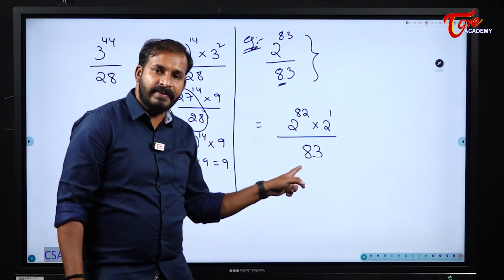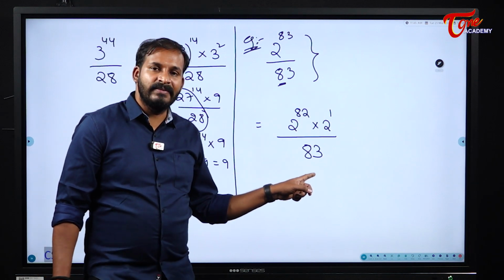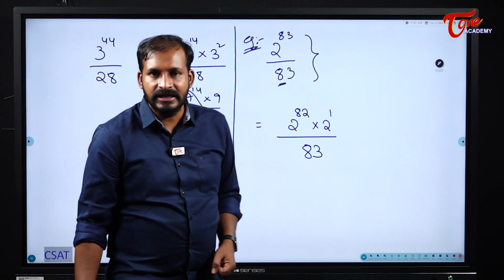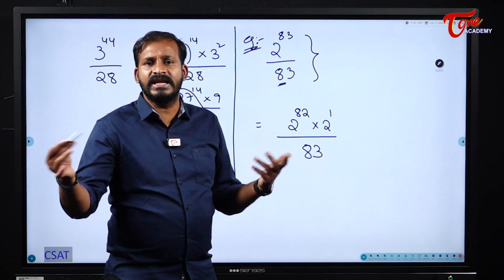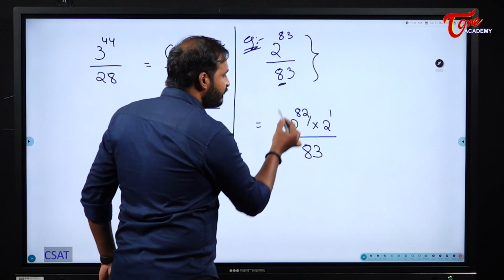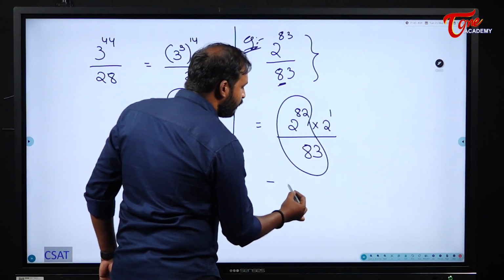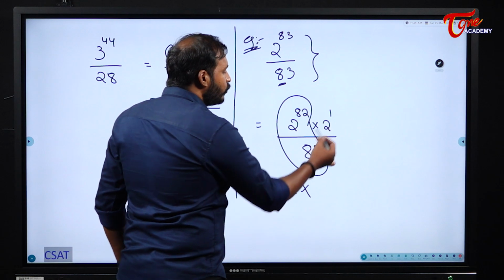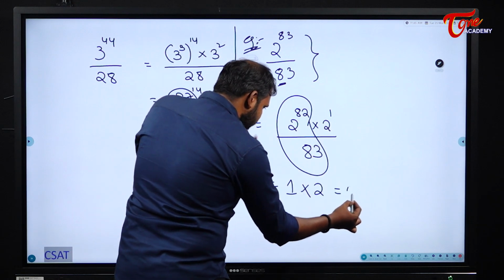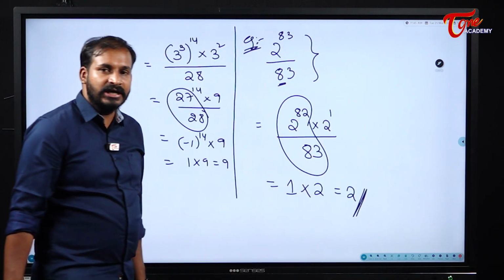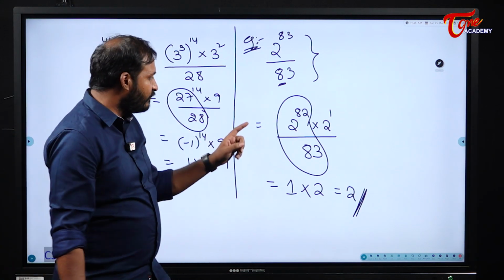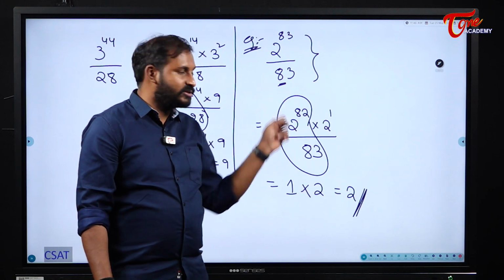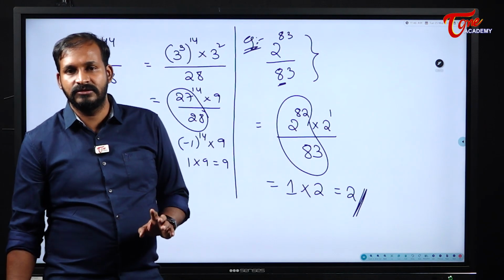Now 83 is a prime number. So what is the Euler number of 83? 82. And 82 is a multiple of 82. So the remainder for 2 power 82 by 83 will become 1. Then 1 into 2 by 83 is 2 only. So the answer will become 2. Understood, students? With the help of Euler's remainder concept, we will solve the answer in this manner.